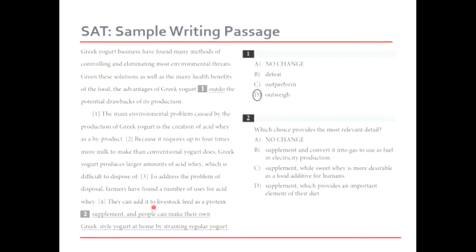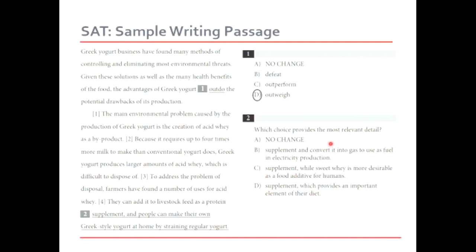So, the first use is that they can add it to livestock feed as a protein supplement, and people can make their own Greek style yogurt at home by straining regular yogurt. Now, the problem over here is that in the same sentence, they have inserted the comma, but the number of uses are not being stated. There's just one use that has been mentioned in this sentence. So we need to see which option provides us another use of acid whey. So let's read it out and find out.